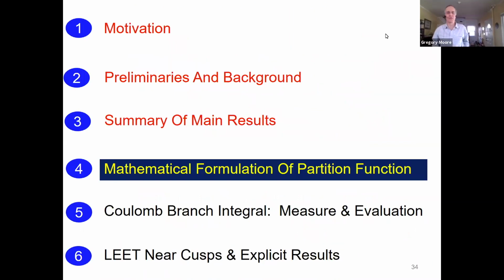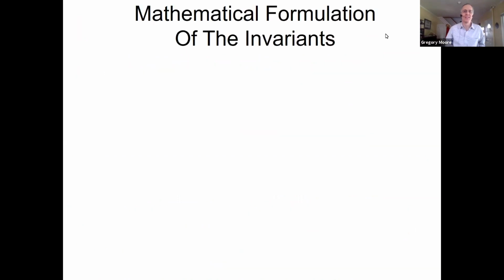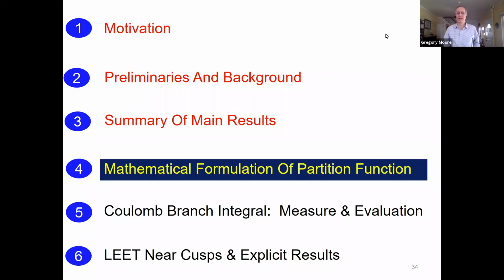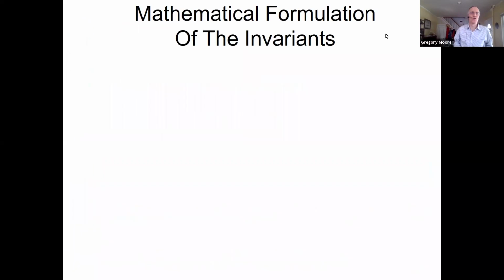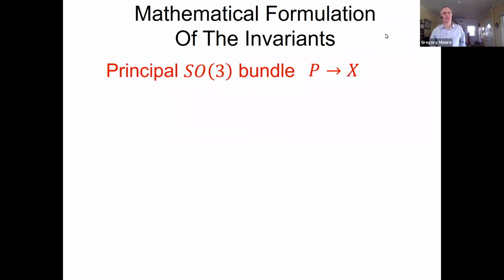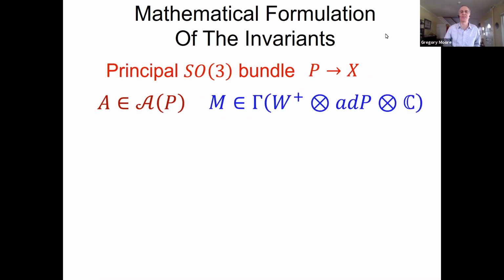All right. So I wanted to say something about a more precise mathematical formulation of the partition function. So what does it look like to a mathematician? So we start with a principal SO(3) bundle, and our fields are a connection on the SO(3) bundle. And I'll call it a monopole field, which is a chiral spinor, adjoint valued and complex.